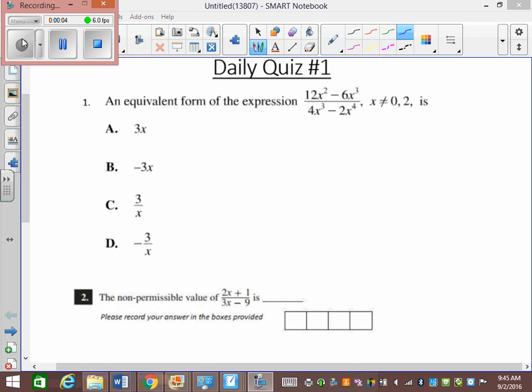cubed minus 2x to the 4. If you look, all of these are more simple, right? So multiplying by something probably is going to get you there. So let's divide them out.